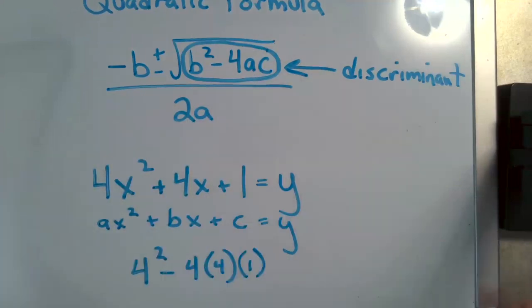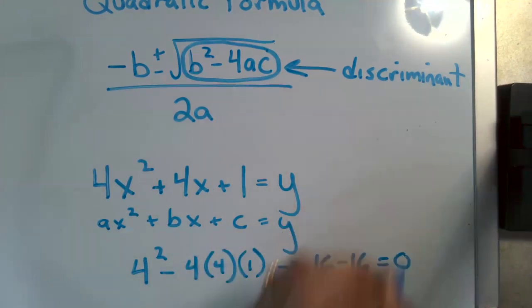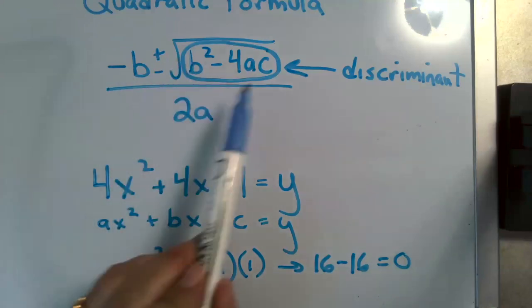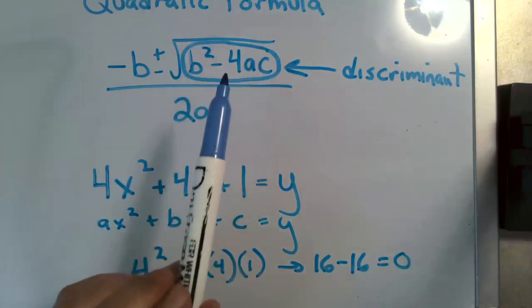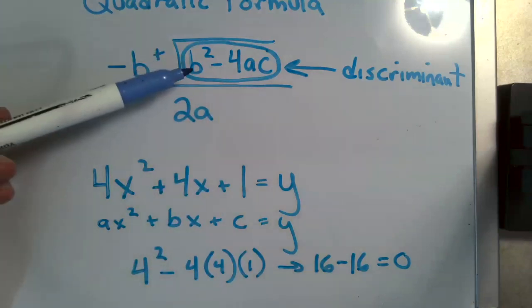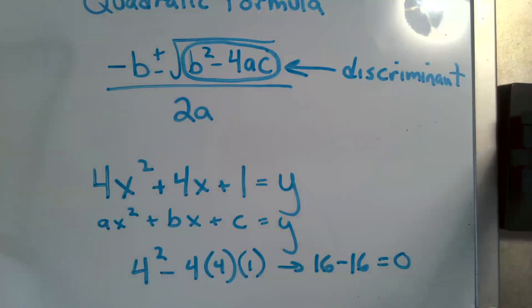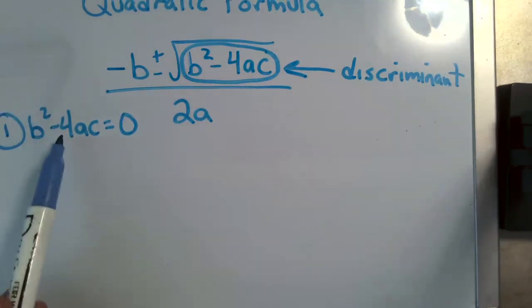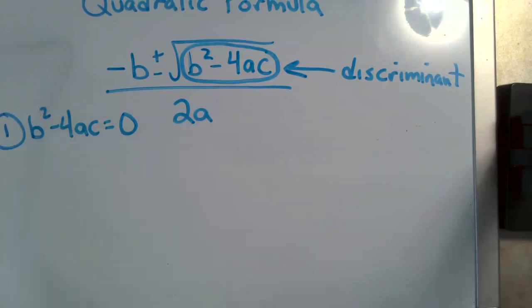And when we simplify that, 4 squared is 16. 4 times 4 is 16, times 1 stays 16. So we have 16 minus 16, or 0. Well, if our discriminant is 0, then plus or minus 0 doesn't change our answer. So in the case where b squared minus 4ac equals 0, we have one real root.